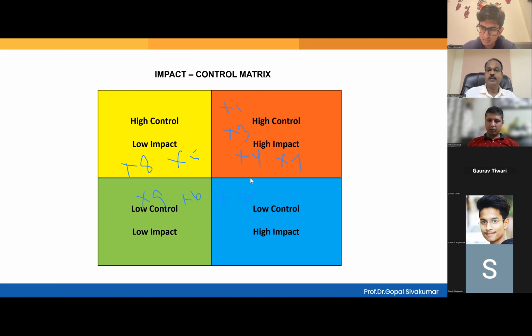Now, tell me how many factors are there in high impact, high control? How many are there in the high impact, high control category? Tell me. How many are there? 1, 2, 3, and then 4. These four are known as potentially critical factors. All of you are with me?